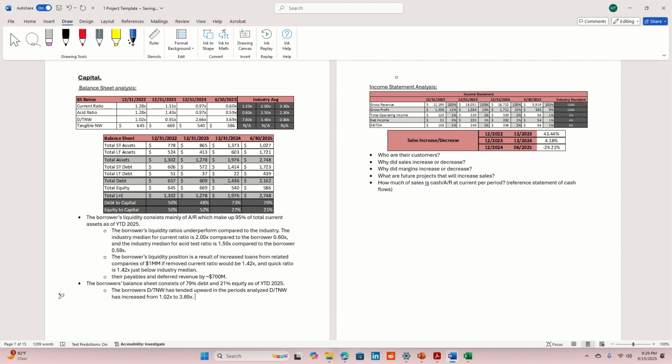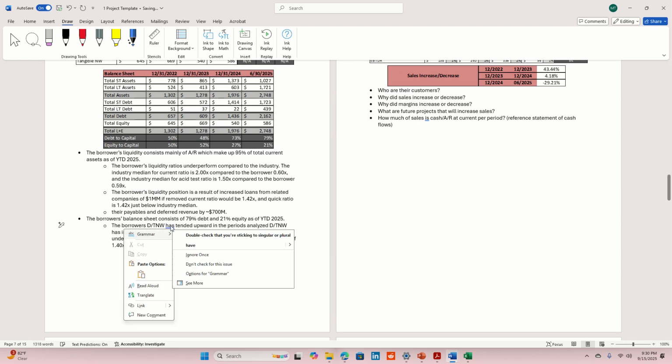Compared to their peers, they underperform, with 3.69x as of year to date 2025 compared to the industry median of 1.40x, right? This is the simple statement that you guys have to make, right?